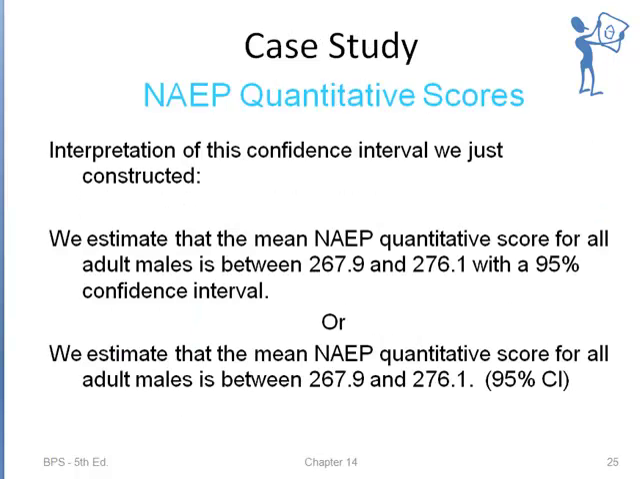And these are the different ways that we can write the interpretation. You're going to have to know this for your Minitabs, and also if you were to ever write anything up. We estimate that the mean NAEP quantitative score for all adult males is between 267.9 and 276.1 with a 95% confidence interval. Or you could write, we estimate that the mean NAEP quantitative score for all adult males is between 267.9 and 276.1 (95% confidence interval) in parentheses.